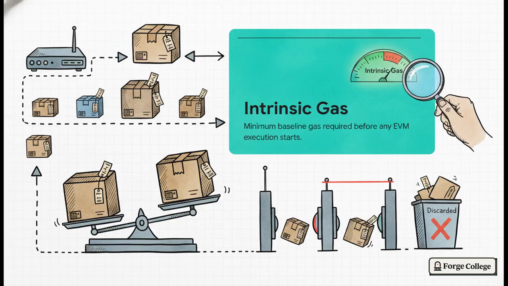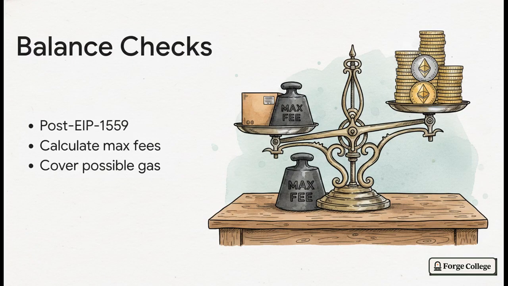If the declared gas limit on your manifest doesn't at least cover this intrinsic cost, yep, the package is immediately tossed out. And it's not just about declaring a high enough limit on the package. Your account actually has to be able to afford it. Under the post-EIP 1559 rules, the node calculates the maximum possible cost based on your max fee and max priority fee per gas. So here's the absolutely crucial balance check. The sender's account must have a prepaid deposit large enough to cover the actual value inside the package, plus the absolute worst-case scenario postage cost. If you don't have the funds to cover that maximum possible expense, no way, your package is rejected.